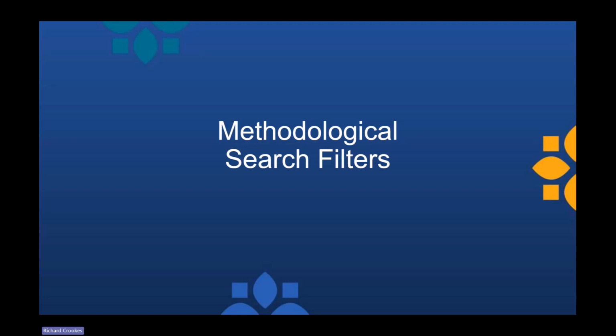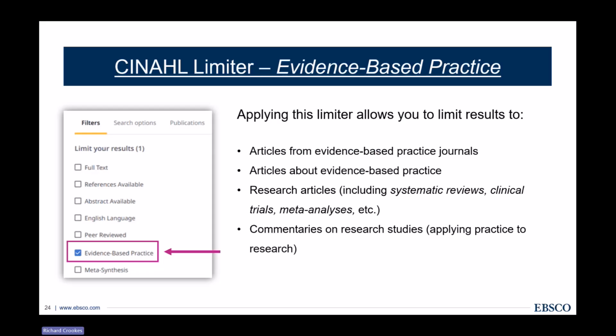So I just wanted to mention the search filters. It may be that the initial searching is just scoping the literature. You may need to look at what's been done before, for example. So you have a couple of options here. For CINAHL, you have the evidence-based practice filter, which allows you to limit results to articles from evidence-based practice journals or about evidence-based practice. They could be research articles, which means systematic reviews, clinical trials, meta-analyses, again, to see what's been done before on that topic, and also commentaries on research studies. Simply, it's a filter on the default landing page for evidence-based practice that can be applied to your search string or to your search query.